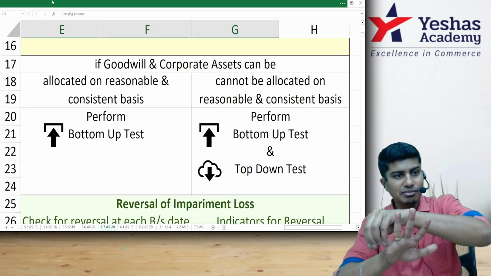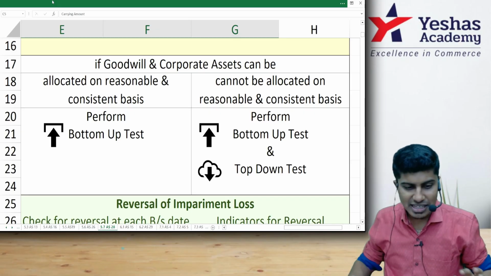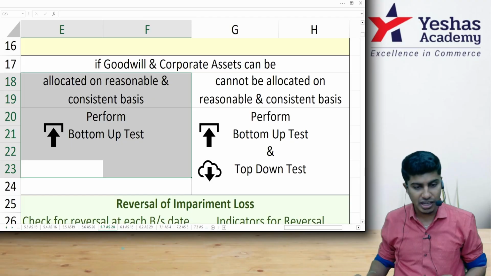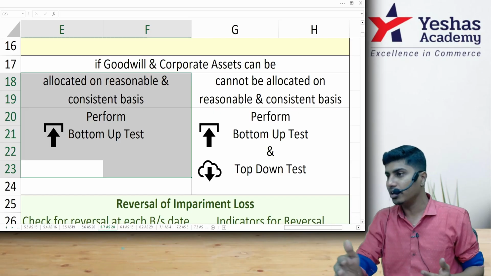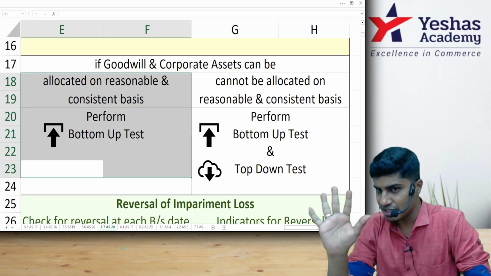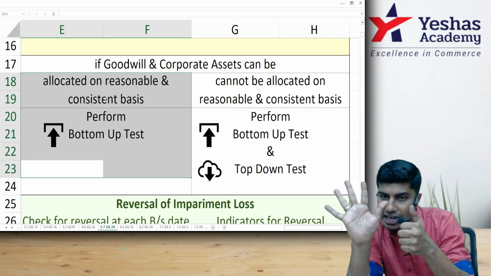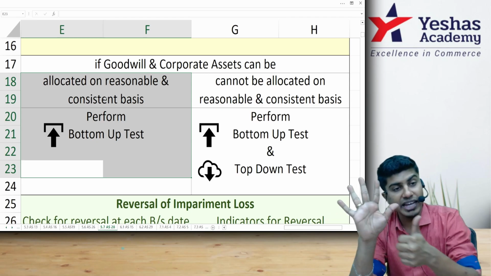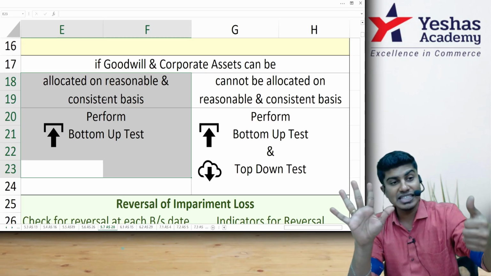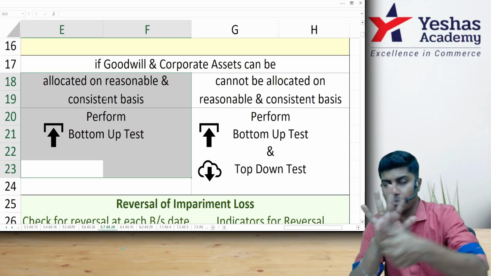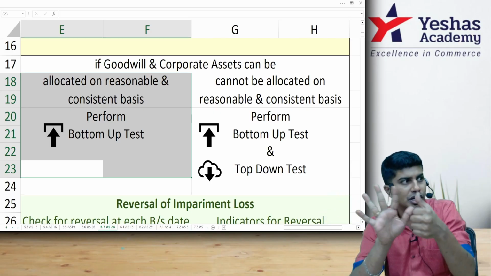Then, whichever asset is giving an indicator, only that asset I will check for impairment. Understood? This is called the bottom-up test, where goodwill or corporate asset can be reasonably and consistently allocated. In our example of purchase of 5 assets together, when I incurred 30 lakhs extra creating goodwill, if I can allocate this 30 lakh goodwill to 5 individual assets, then reasonably and consistently, I can tell the reason why I'm allocating this much value to each of them. Consistent: the method that I follow to share goodwill to each of them this year will be the same next year and the year after. So I will share goodwill 30 lakhs to individual assets.